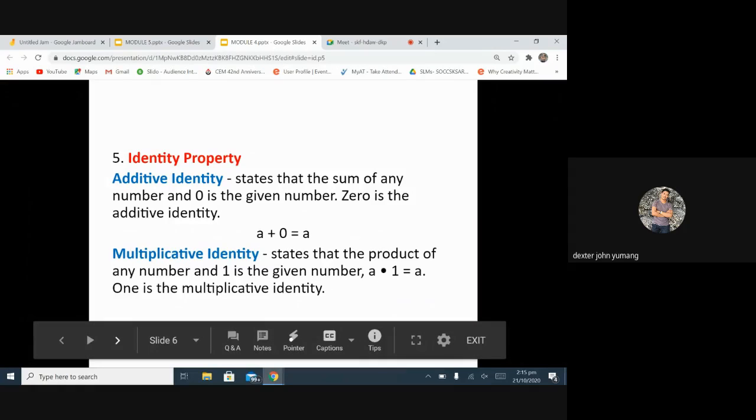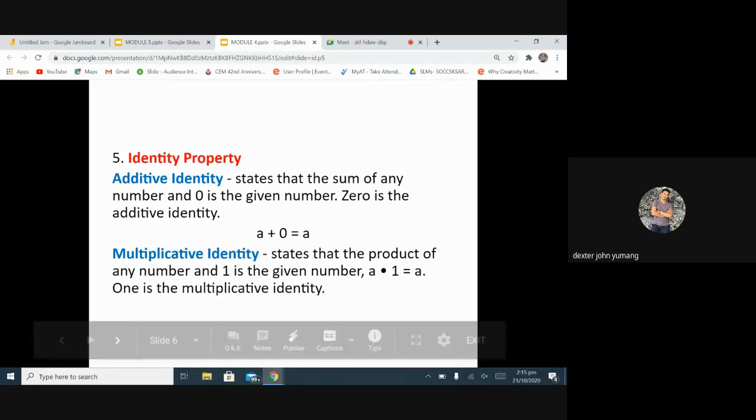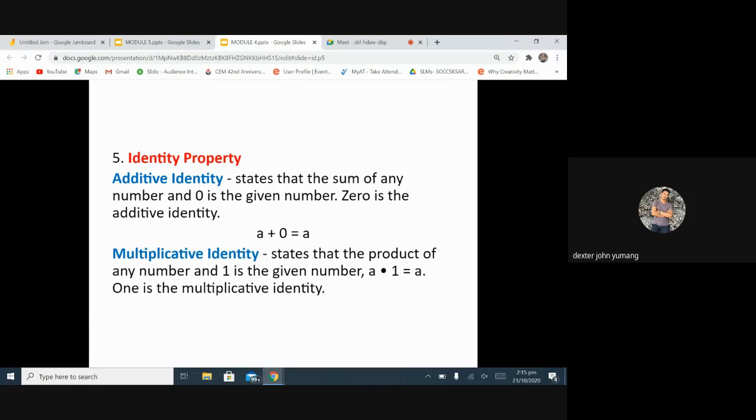The next one is identity property. And identity property has two different types, the additive identity and the multiplicative identity. Now, additive identity, kapag nag-add ka ng number, tapos tsaka zero. Kahit anong number ang gi-add mo sa zero, ang sagot, yung number pa din. Example, 5 plus 0. Ano yung gi-add mo na number? 5, di ba? Yun din yung sagot. 5 plus 0 is 5.